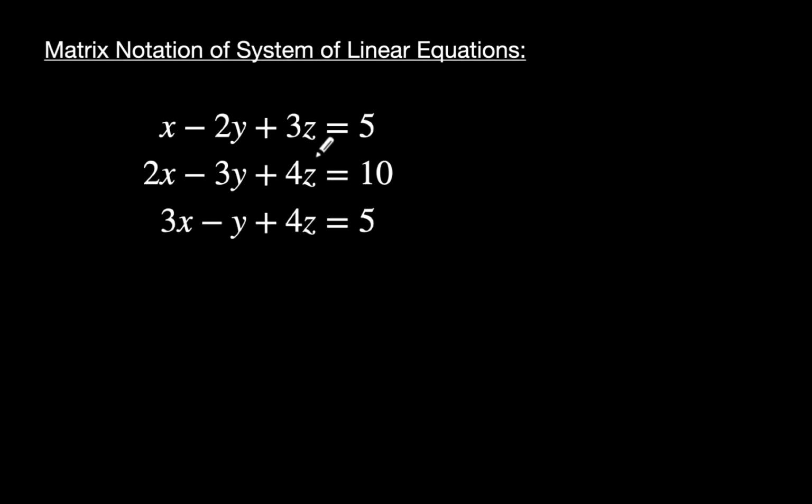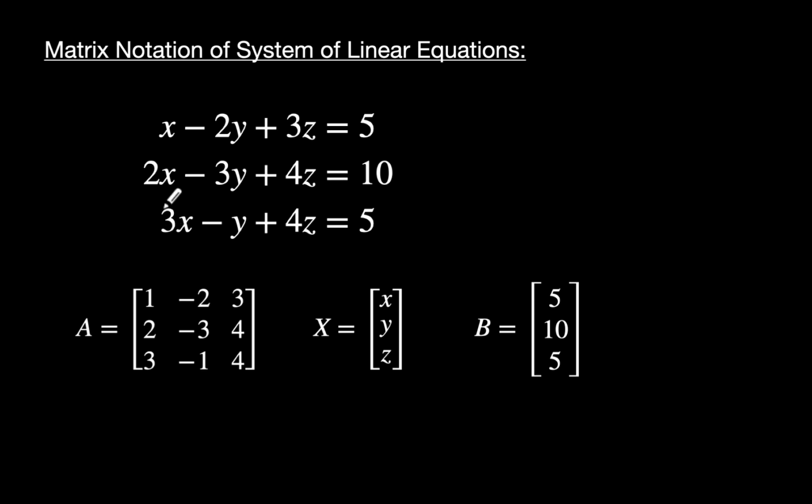Now let us see, with the help of an example of a system of linear equations in three variables, how we write it in matrix notation. So we have this system of linear equations. Its coefficient matrix A will be a 3 by 3 matrix whose first column will be the coefficients of x, that means 1, 2 and 3. The second column will be -2, -3, -1, and the third column will be 3, 4 and 4. As I told you, the first column is the coefficients of x, the second column is the coefficients of y, and the third column is the coefficients of z.